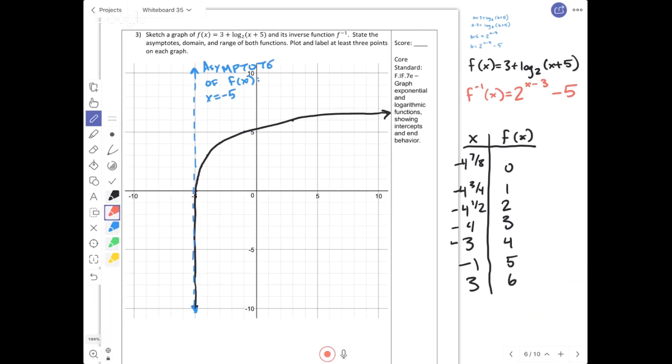And now I'm going to do the inverse function in red, and I'm just going to switch all of the inputs and outputs. So if I plugged in 0, I would get negative 4 and 7/8. If I plugged in 1, I would get negative 4 and 3/4. If I plugged in 2, I'd get negative 4.5. If I plugged in 3, I'd get negative 4. If I plugged in 4, I'd get negative 3. If I plug in 5, I get negative 1. And if I plug in 6, I'd get 3. So there's the inverse function.